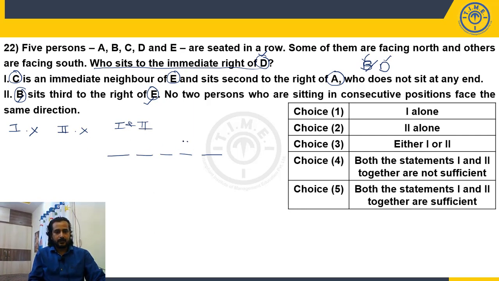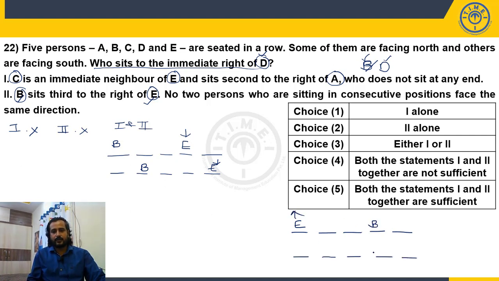Okay. Let me check here. E is facing south. So B will be here. What is one more case? 1, 2, 3, 4, 5. E is here and B will be here. In this case, E is facing south. Now what is another case? E may be facing north. 5 persons' arrangement. Okay. E is facing north and third right will be B. Now what is another case? 1, 2, 3, 4, 5. E is facing north and third right will be B.